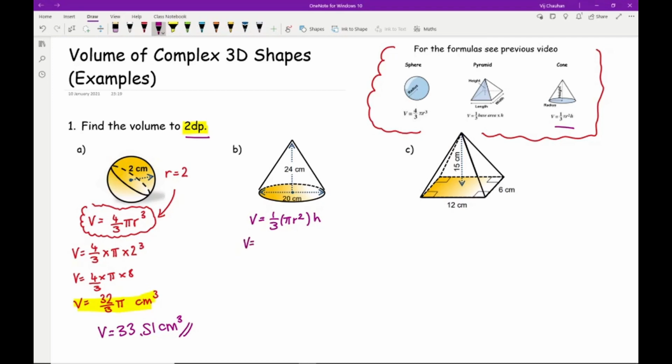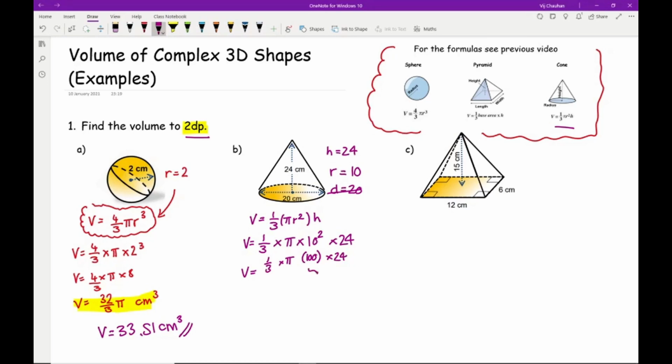So again, I'm going to substitute the numbers. Here h equals 24, and I then need to work out the base. To work out the base, which is a circle, I need to know what the radius is. Now in this question it's giving me the diameter, so the diameter is 20, so therefore the radius is going to be 10, and it's the radius that I need to use. So for this I'm going to do 1/3 times pi times 10 squared times 24, and V equals, so again, if I wanted to, I could write that as 100, and then that will become 2400.